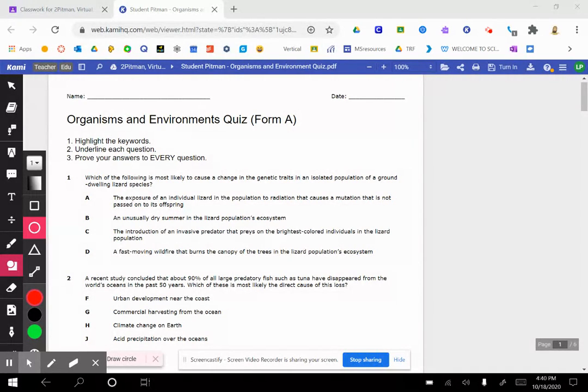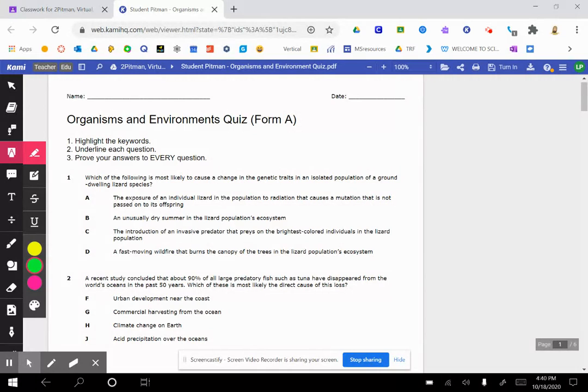So, first of all, if you struggled on the test, I want you to make sure that you're doing your strategies, you're highlighting keywords, underlining the question, and you're proving every answer because I feel like this is really going to help you. I know kiddos that I have talked to in class and asked them to go back and do their strategies. Quite often they realize they got the answer incorrect because they failed to pay attention to important information or a particular keyword.